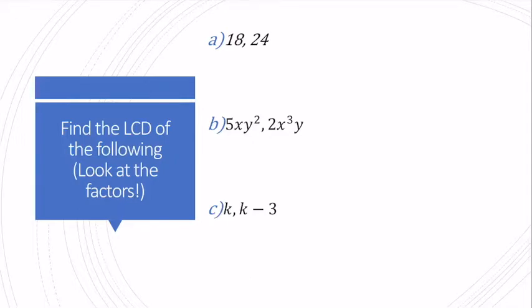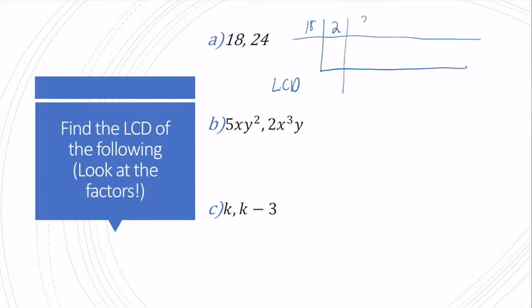So let's go ahead and get some practice finding the least common denominator if I have 18 and 24. The first thing I'm going to want to do is break these numbers into their factors. Some people use this table method, but you can really use whatever method works for you. So 18 factors into a 2 and a 3 and a 3. And 24 factors into a 2 and a 2.